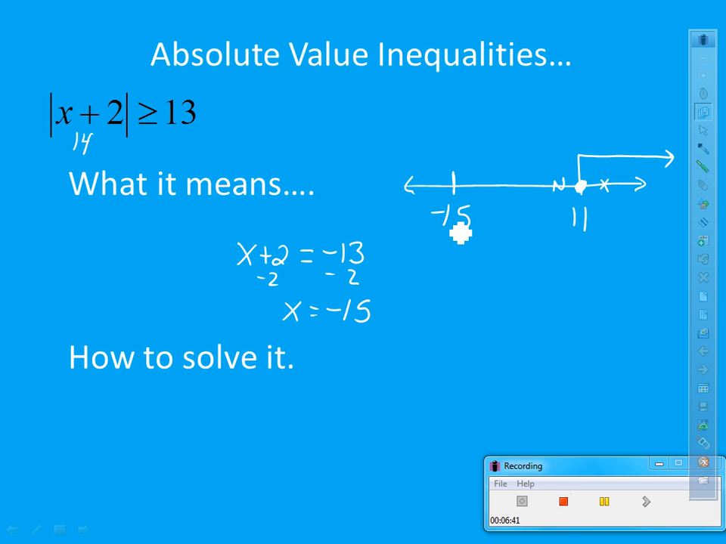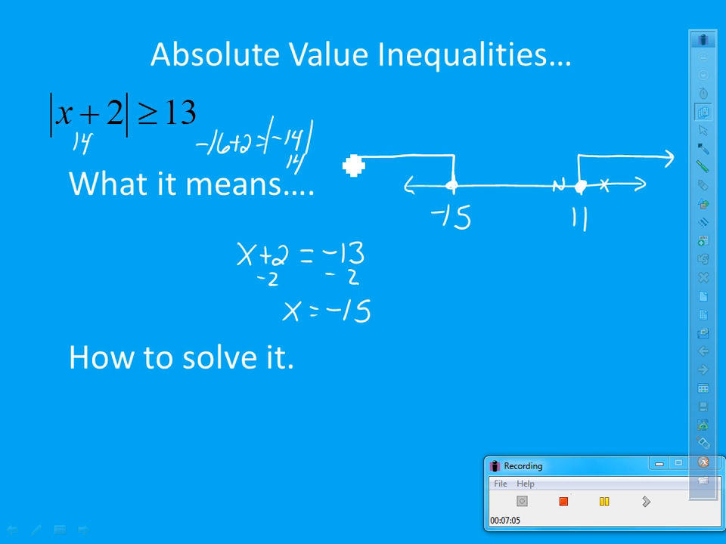This is what we did 2 days ago. Remember that 2 days ago this was just an equal sign. X plus 2 equals 13. X plus 2 equals negative 13. I'm going to try negative 16 now. I'm going to see if it'll work. Negative 16 plus 2 is negative 14. But the absolute value of negative 14 is 14, which is greater than 13.